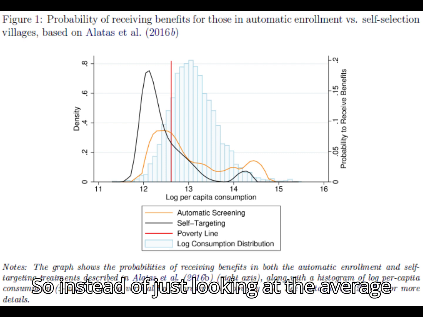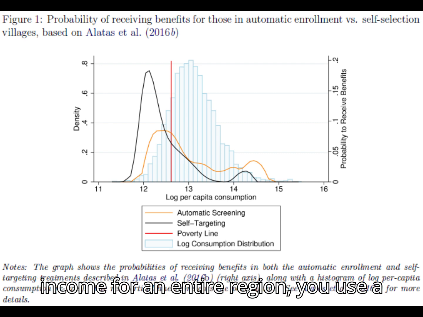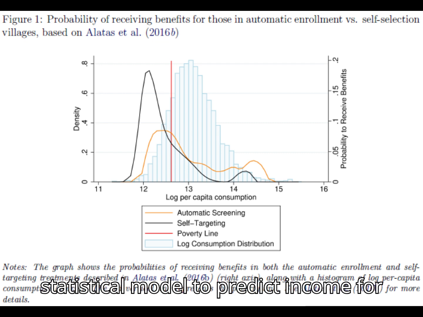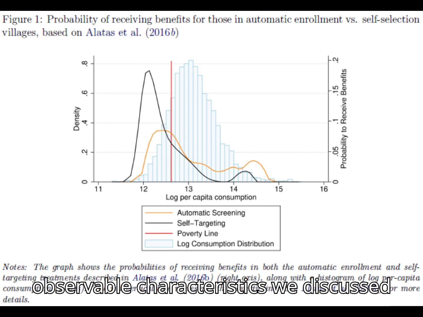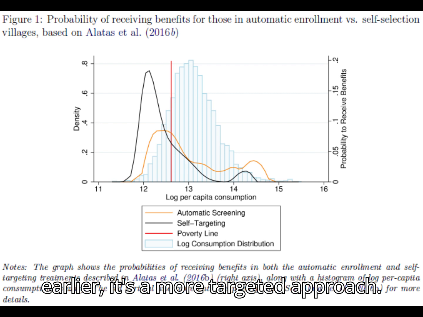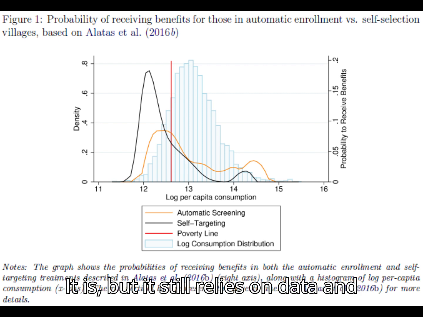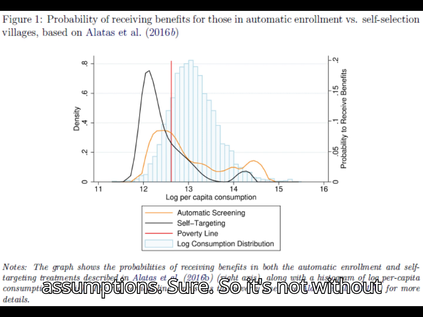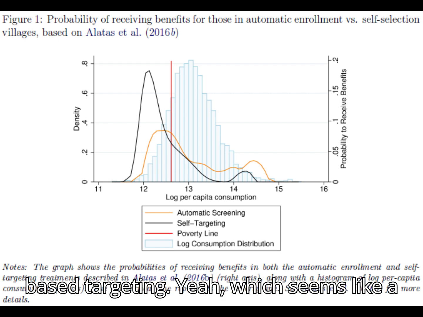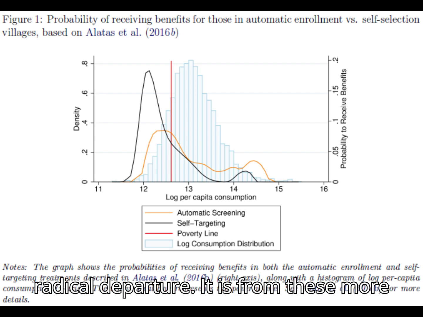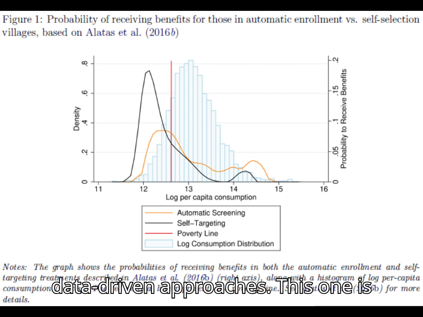So instead of just looking at the average income for an entire region, you use a statistical model to predict income for individual households based on those observable characteristics we discussed earlier. It's a more targeted approach, but it still relies on data and assumptions. So it's not without its flaws. And then there's community-based targeting, which seems like a radical departure from these more data-driven approaches.